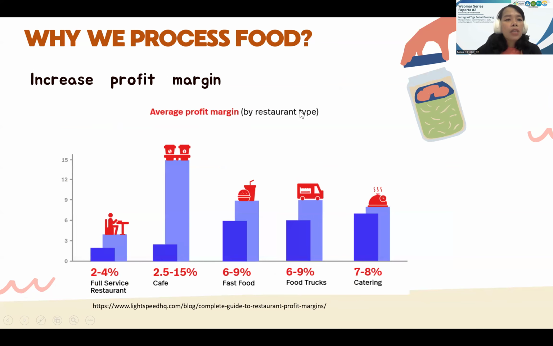Another objective is increased profit margin. As we see in this table, the food served in food service: in the restaurant up to 4%, in the cafe up to 15%, fast food already increased to 9%, and the food truck and catering as well. So the profit margin of processed food is also developed.